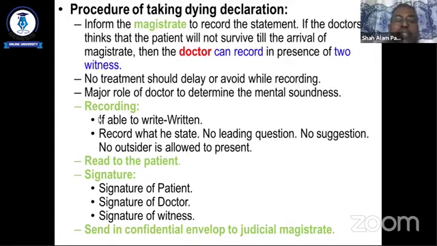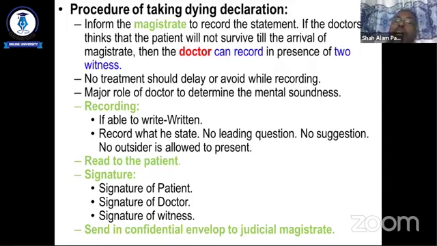After recording, you read the statement to the patient and then take the signature or thumb impression of the patient, then signature of the doctor, signature of your two witnesses, and after that you send it in a confidential envelope to the judicial magistrate.